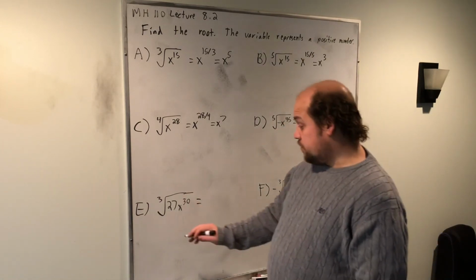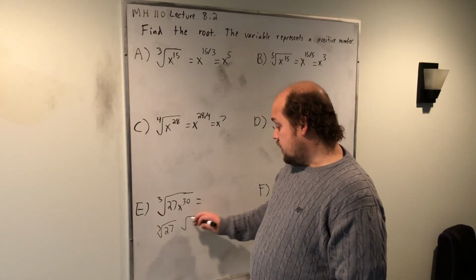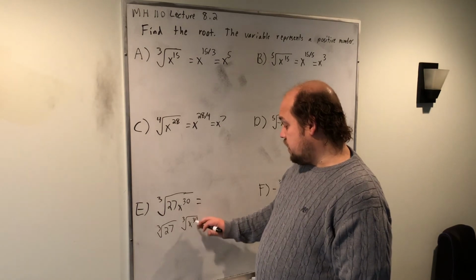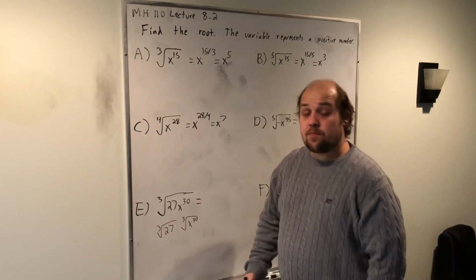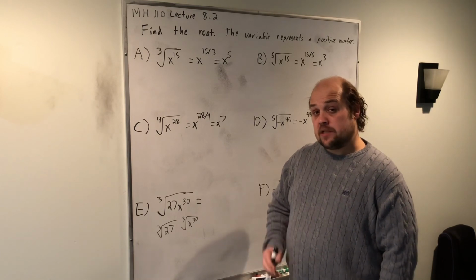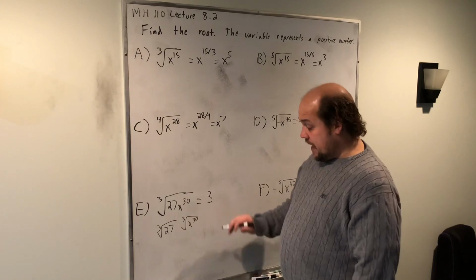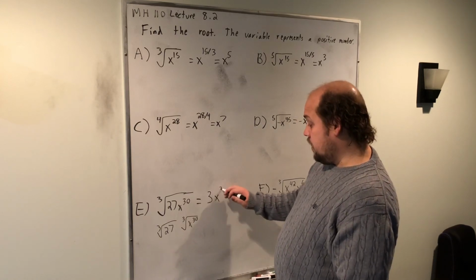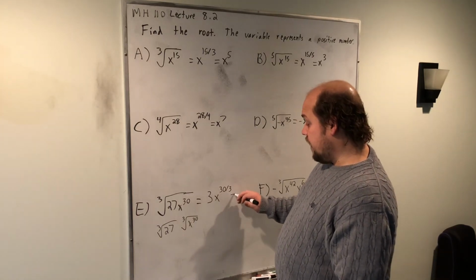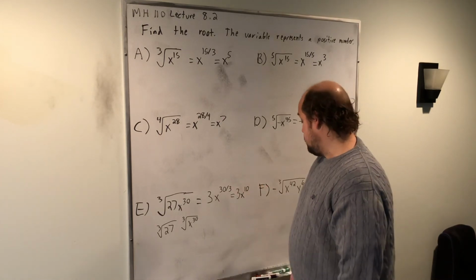When I get to this problem, I'm going to split it into the cube root of 27 and the cube root of x to the 30th. The cube root of 27 is a perfect cube. I get there by doing 3 times 3 is 9, times 3 is 27. So the 3 comes out. When I deal with x to the 30th under the third root, that becomes x to the 30 divided by 3. So my final answer is 3x to the 10th.